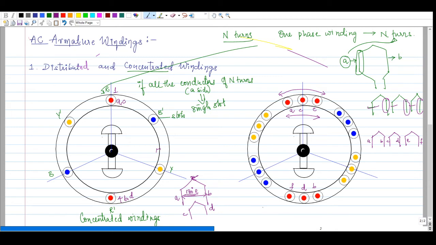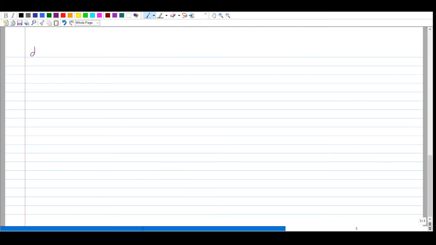Now distributed windings have a lot of advantages compared to the concentrated type. One such advantage is that distributed winding is normally preferred, and is the one used in real alternator connections. That is because the distributed winding will generate nearly a sine wave, or nearly a sine curve.